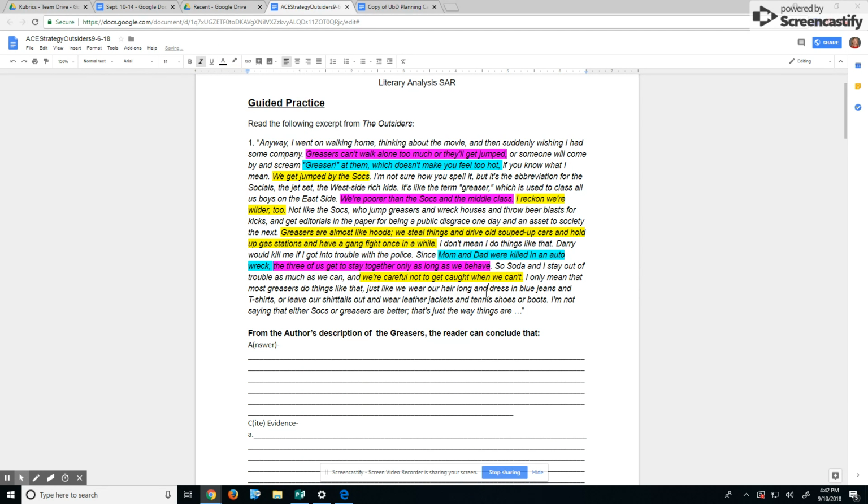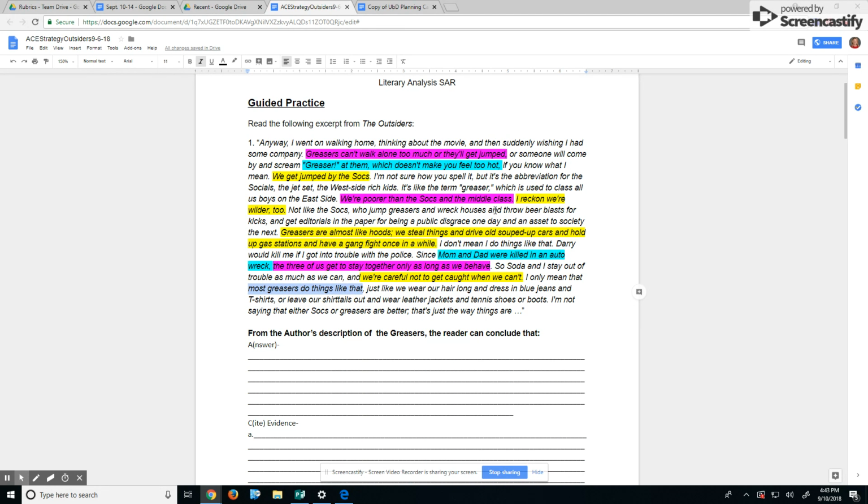"I only mean that most greasers do things like that. Just like we wear our hair long and dress in blue jeans and t-shirts, or leave our shirt tails out and wear leather jackets and tennis shoes or boots. I'm not saying that either socials or greasers are better. That's just the way that things are." So here we've heard some details about the greasers that might be important. I'm going to highlight that most greasers do things like that, so most greasers do those things to get in trouble.